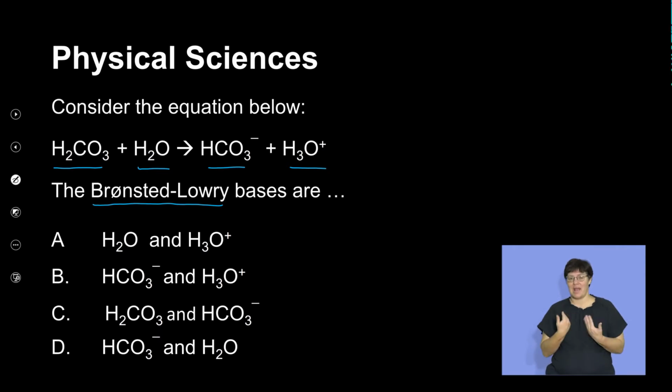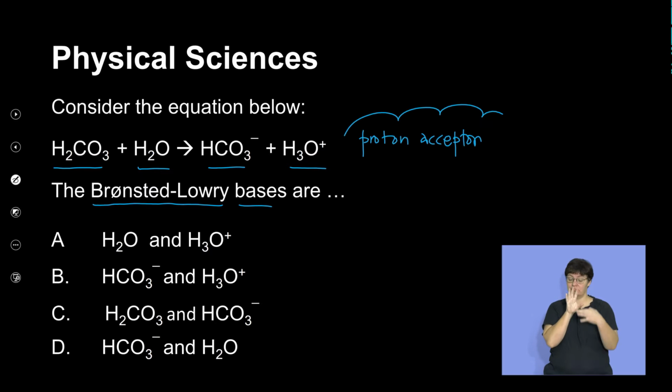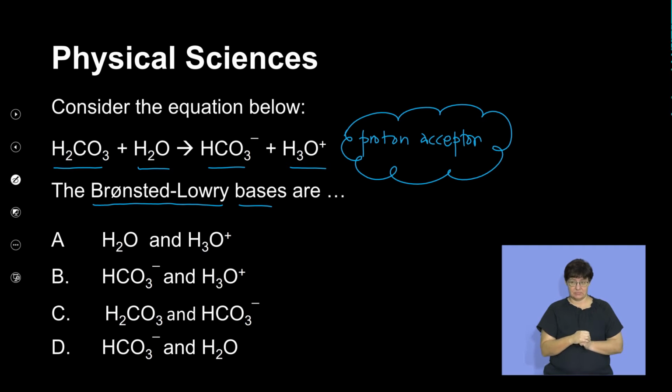Now, we are saying bases are proton acceptors, right? So if a base is a proton acceptor, let's consider this reaction. Let's identify the bases with respect to this description in terms of the Bronsted-Lowry theory. If you look at carbonic acid, it acts as an acid because it donates one of its hydrogen atoms to give us that. So this is an acid. Because this is an acid-base reaction, water acts as a base. Why? Because it accepts a proton. So water acts as a base.